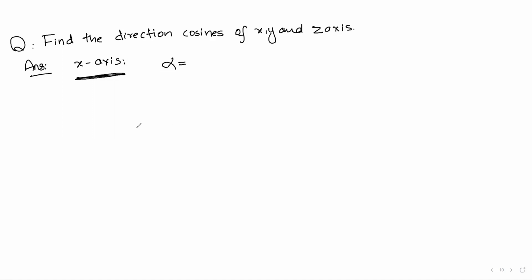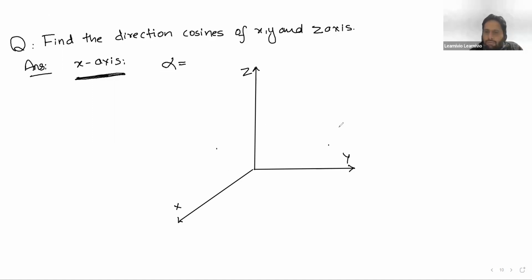No one? We are finding with the x-axis. This is x, this is y, this is z. Now, what angle will the x-axis make with the x-axis? We will say it's 0.